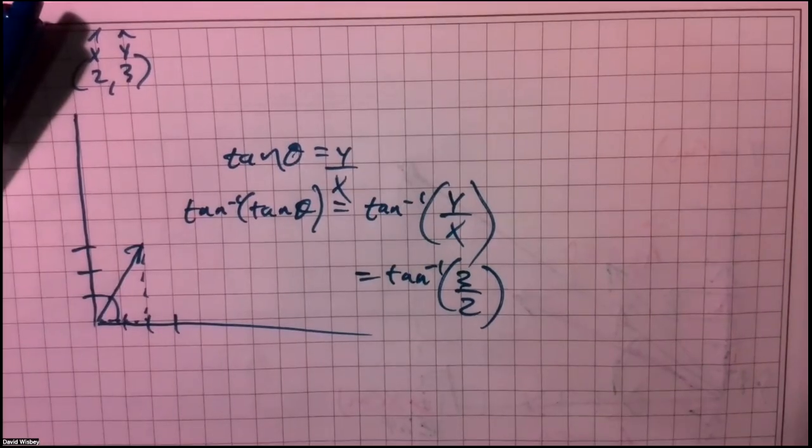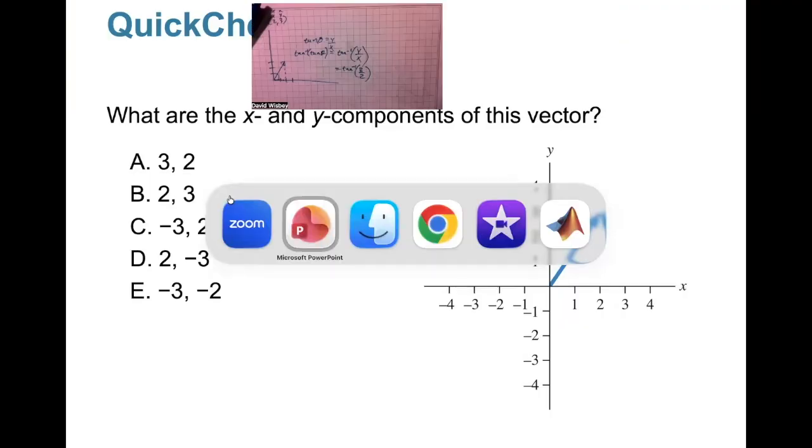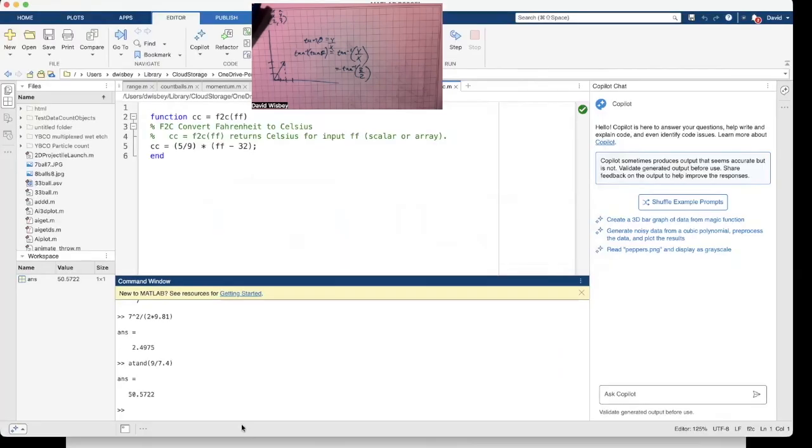And then I will switch to MATLAB. Where are you, MATLAB? There we go. In MATLAB, the command for arctangent is atand. The d tells it to work in degrees, because I don't have a degree setting on this. So that's 56 degrees. So theta equals 56 degrees, basically.